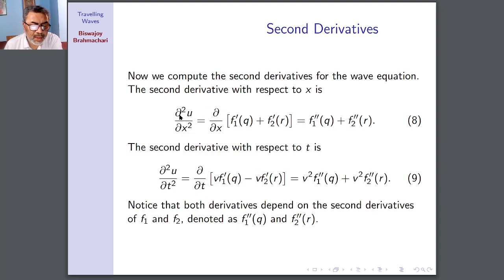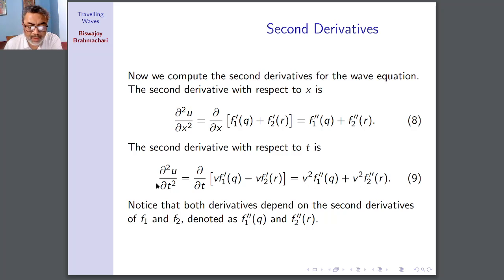So what about the second derivative? ∂²u/∂x² becomes f1''(q) plus f2''(r). And what about ∂²u/∂t²? v will come twice, so we will get v squared times f1''(q) plus f2''(r), where f1'' is the double derivative with respect to q, and f2'' is the double derivative with respect to r. So there is a difference between ∂²u/∂x² and ∂²u/∂t². This is because of the presence of v squared.